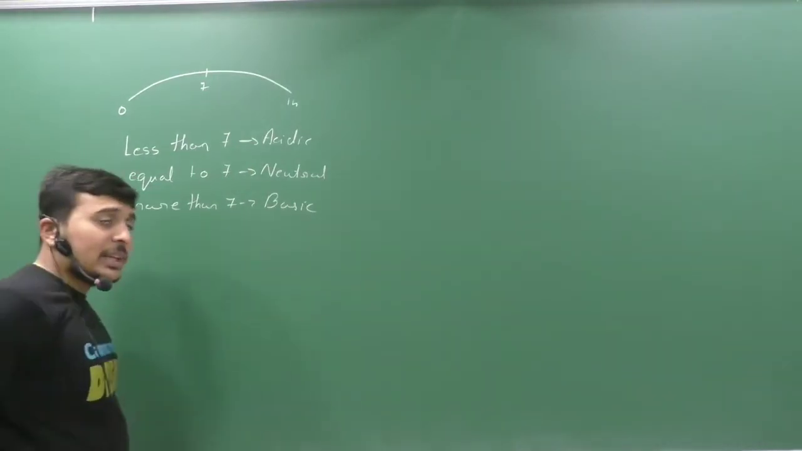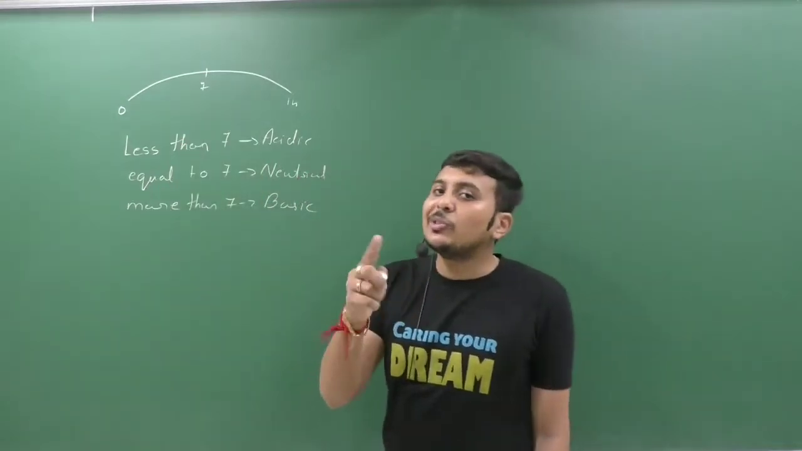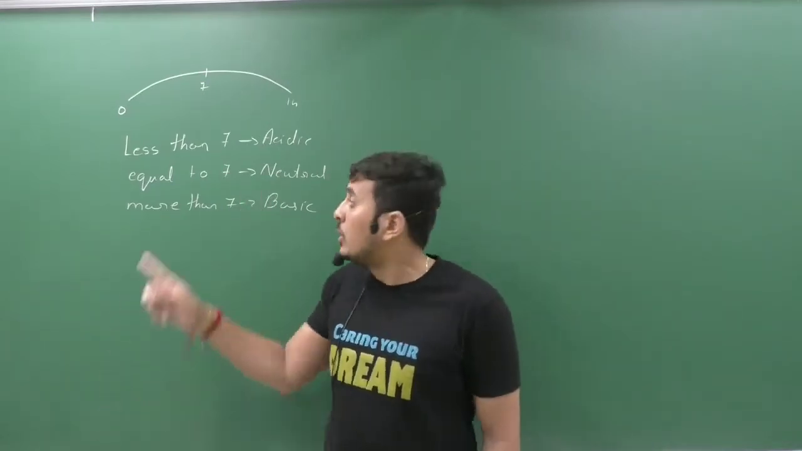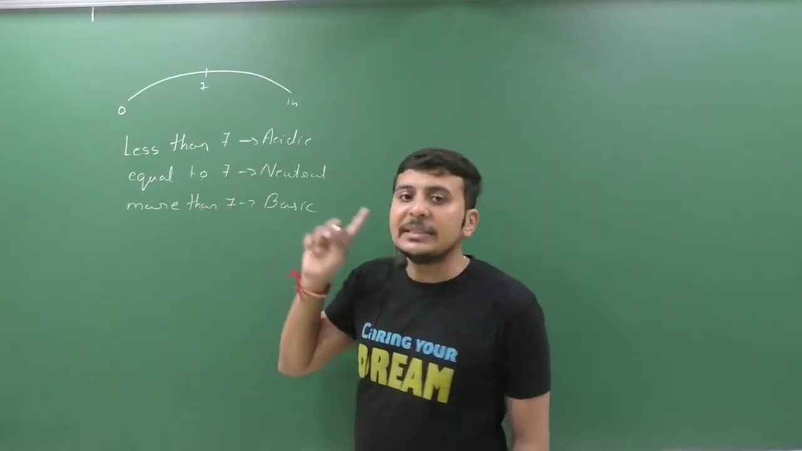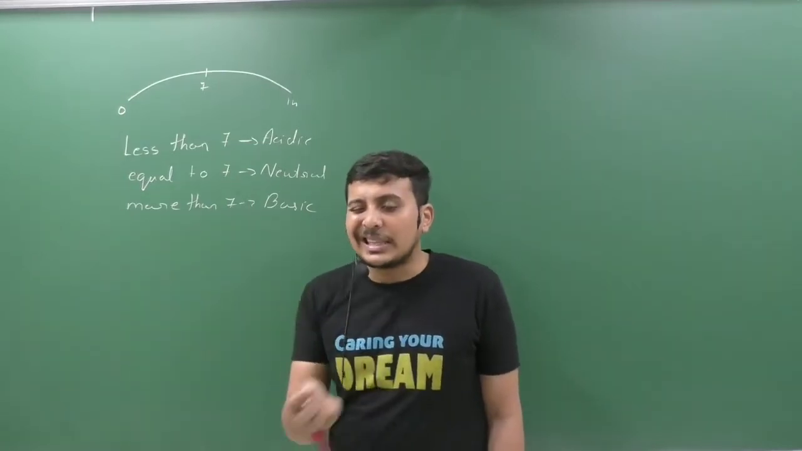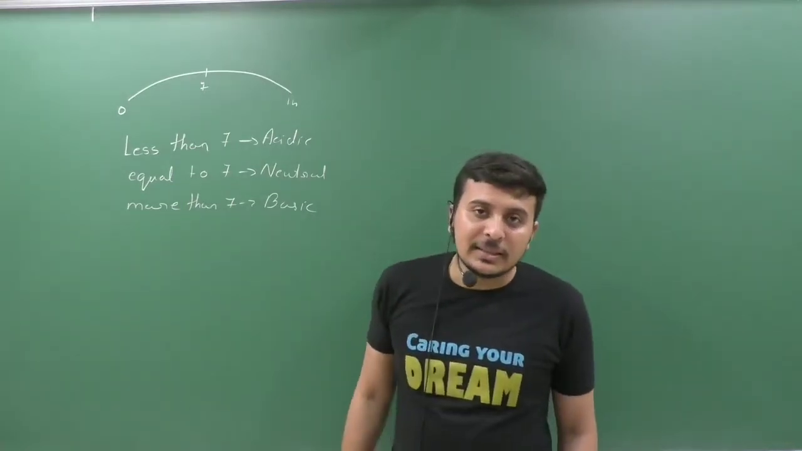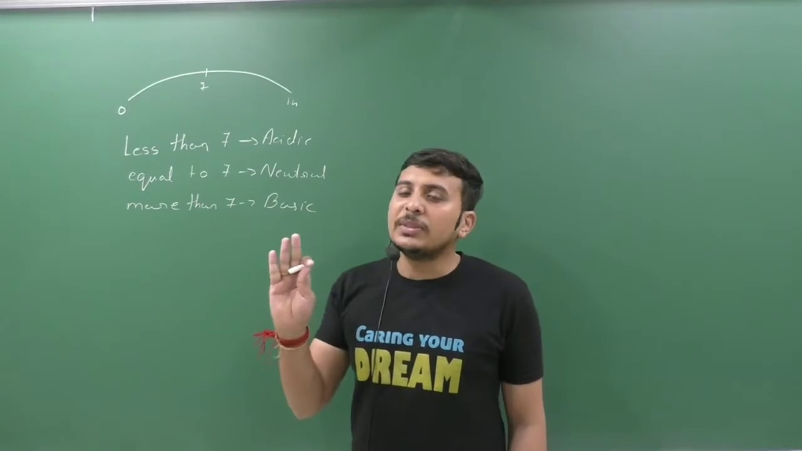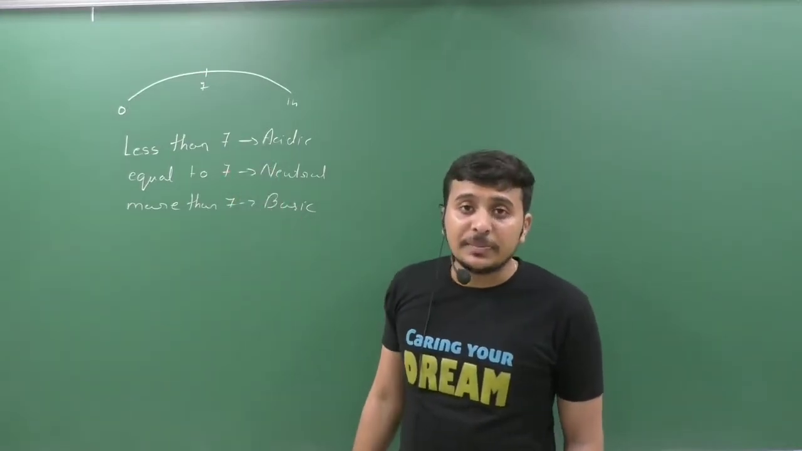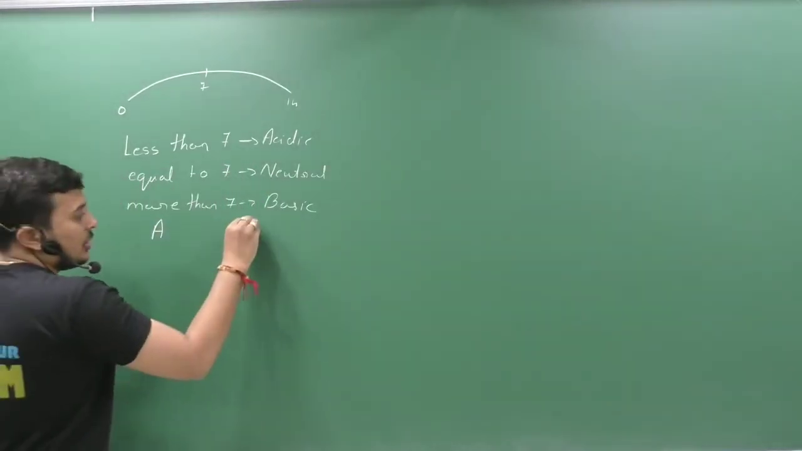Now we know that if the pH is less than 7, it can also be 6.9999. Even if it is 6.9999, the solution will be acidic because it is less than 7. If the pH of any solution is 7.0001, it is slightly more than 7, but it is more than 7, so the solution will be basic. Only at the exact value of 7 will the solution be neutral, otherwise it will be acidic or basic.